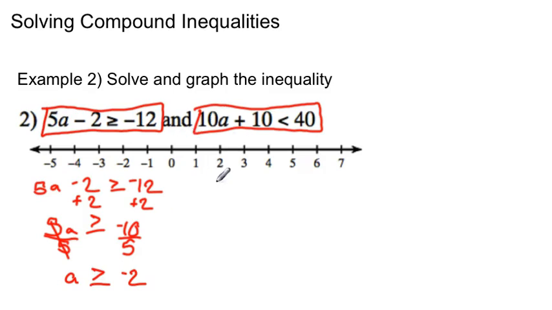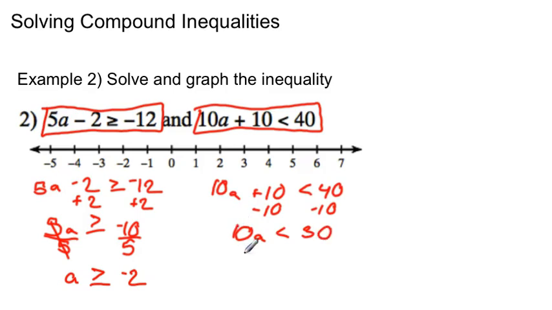Now I can move to my second inequality. 10a plus 10 is less than 40, and we can solve this one in the exact same manner. So I subtract 10 from both sides. 10a must be less than 30.